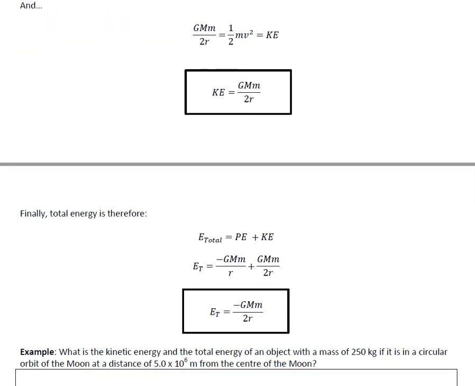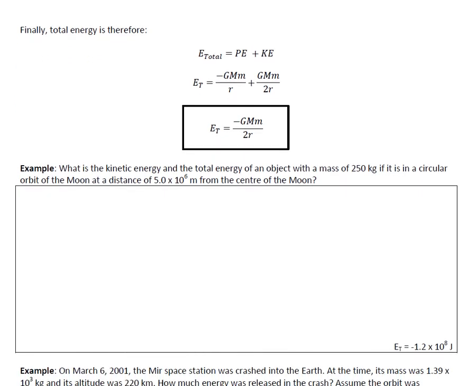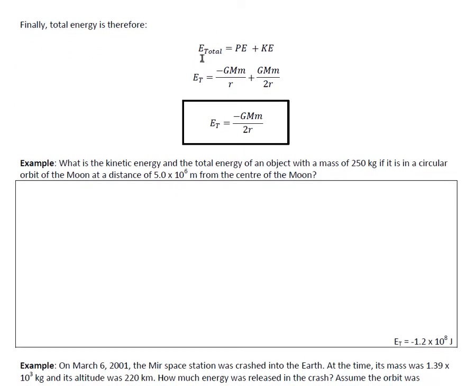If we scroll down, we can solve for an expression for total energy as well. Total energy is the combination of potential energy and kinetic energy. Our kinetic energy equation was what we just found, GMm over 2r, and potential energy is given to us on the formula sheet, and we also derived that earlier. We have that to be negative GMm over r. When we add those two together, we get an expression for total energy: negative GMm over 2r.